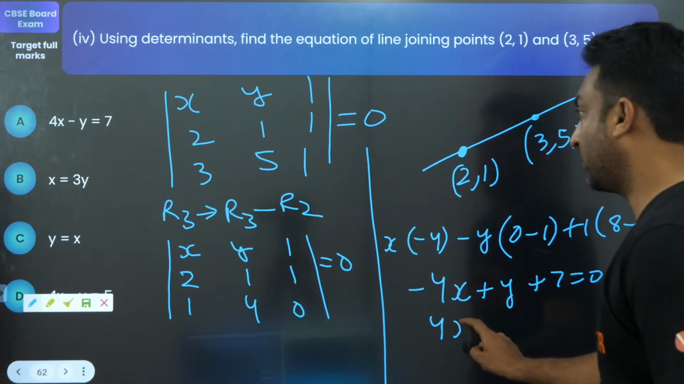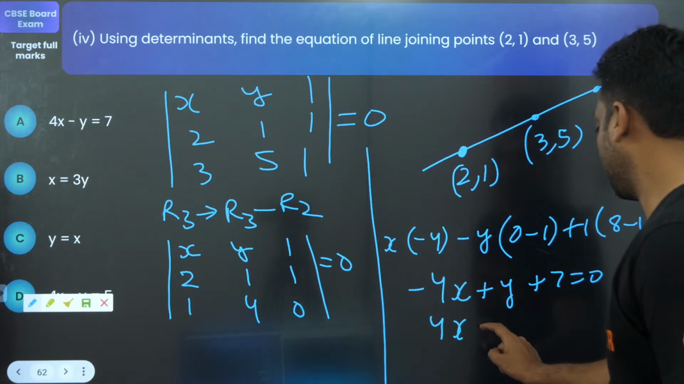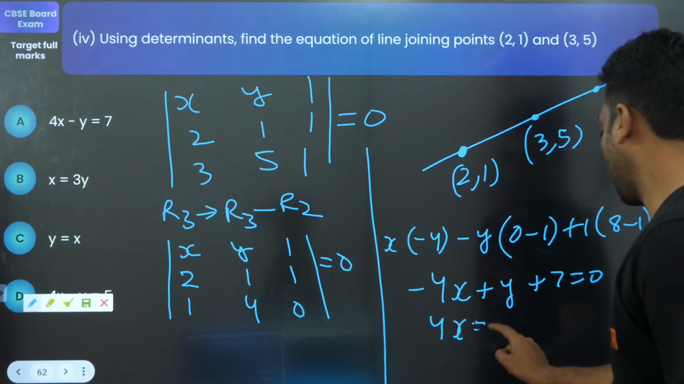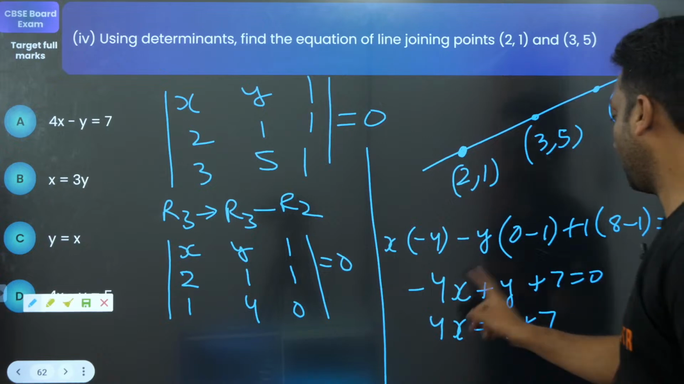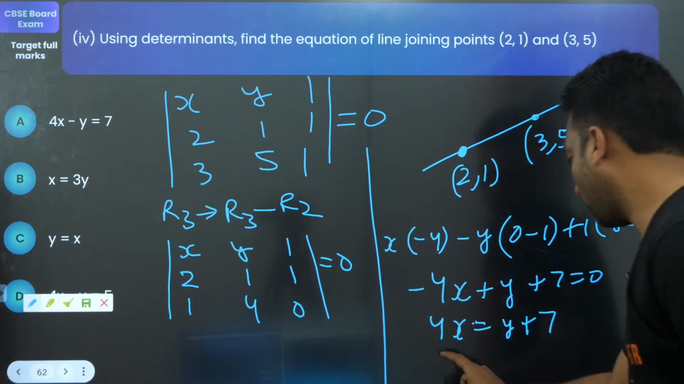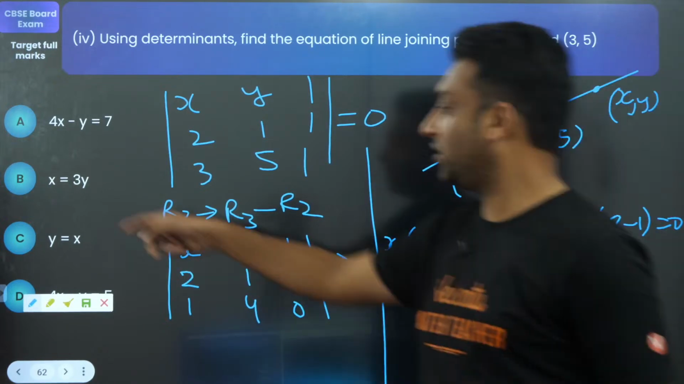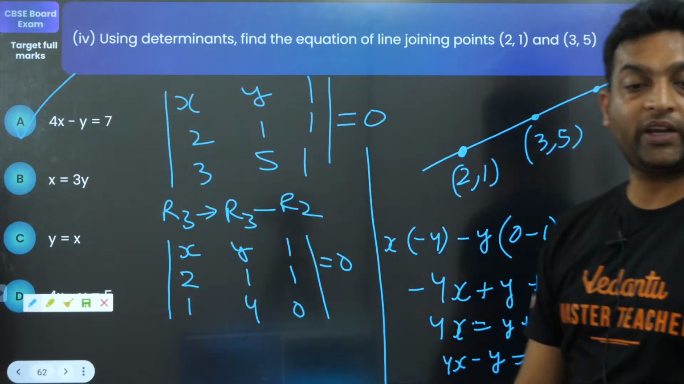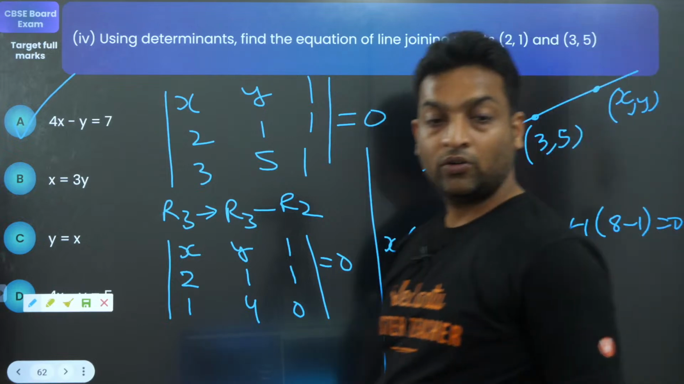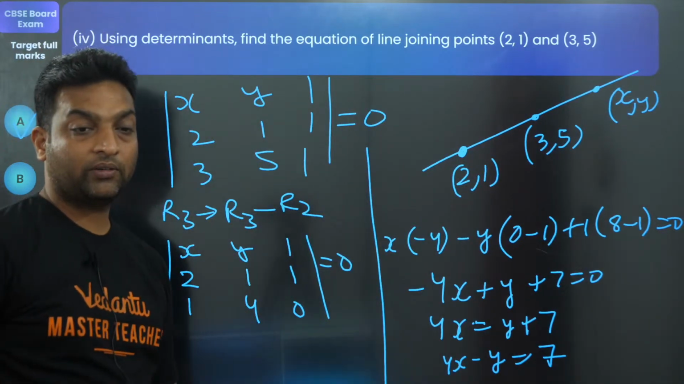So 4x equals to y plus 7, or 4x minus y equals to 7. One and the same thing, option A. 4x minus y equals to 7.